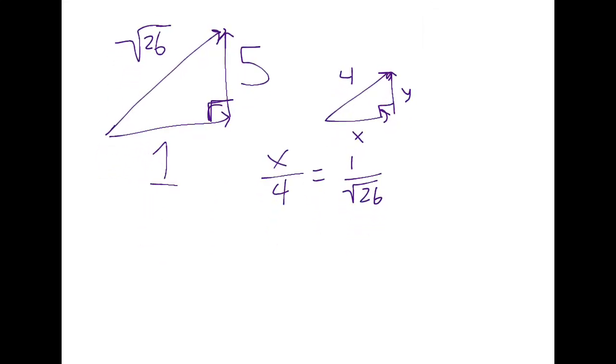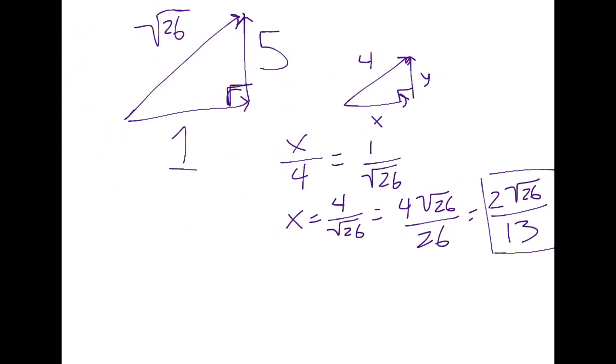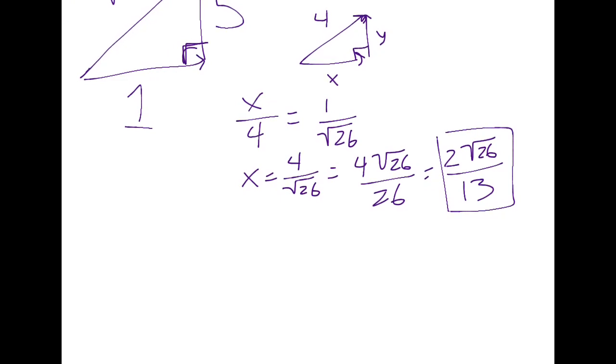Now to solve this, I need to rearrange my equation, multiply by 4 on both sides to get x equals 4 over the square root of 26, which I will rationalize to 4 times the square root of 26 divided by 26, which will simplify, I should say, to 2 root 26 over 13. So that is my horizontal component right there. Let's do the same exact thing now to find the vertical component. I'm going to say y over 4 equals 5 over root 26.